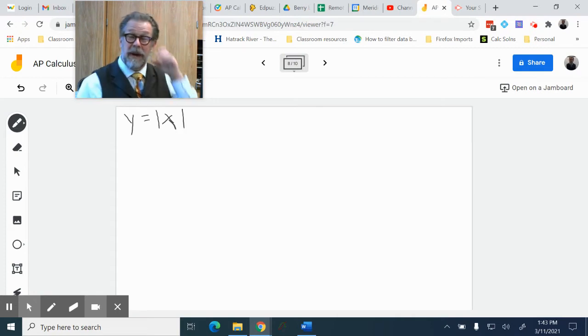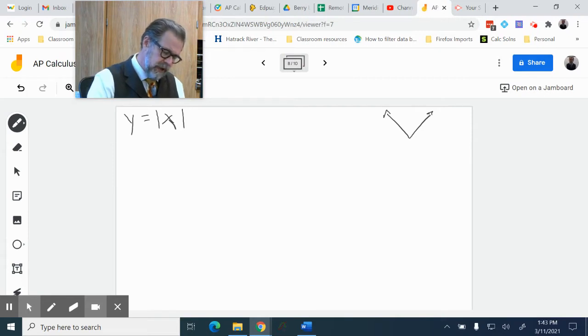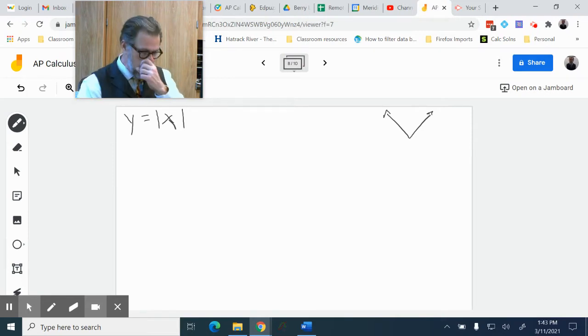We're going to look at a derivation of the derivative of the absolute value of x. Now, we know that the function looks like this. We know it's 1 to the right, negative 1 to the left. But how do we actually come up with a derivation of this? And how do we write that as an equation?